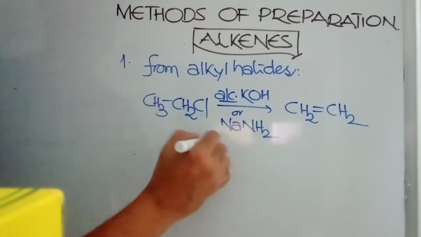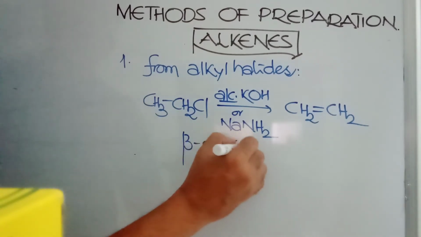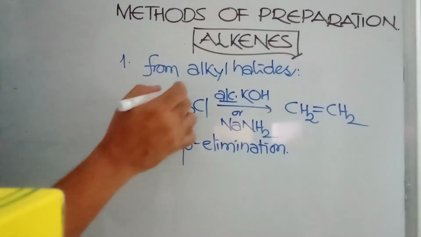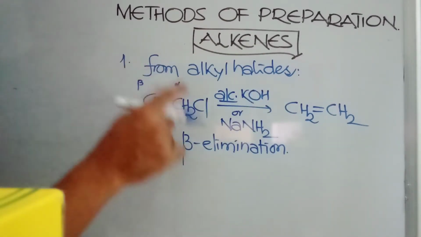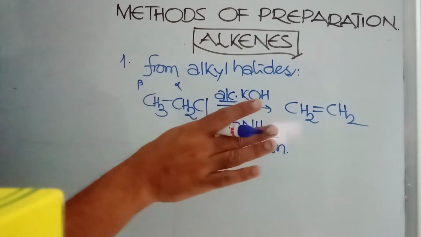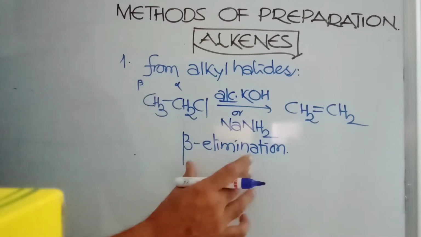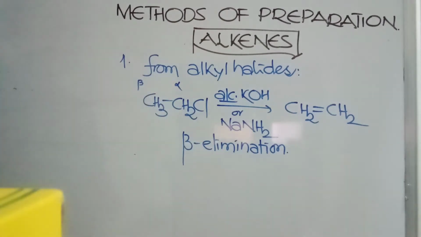This reaction is called beta elimination, because this carbon is the alpha carbon and this is the beta carbon. From the alpha carbon, the halogen is going; from the beta carbon, hydrogen is going. So this type of elimination is called beta elimination from alkyl halides by using alcoholic KOH or sodamide.